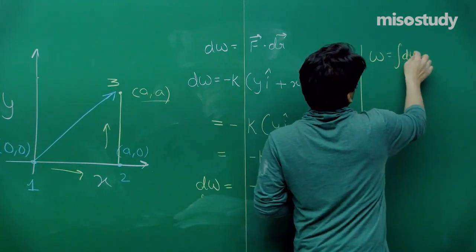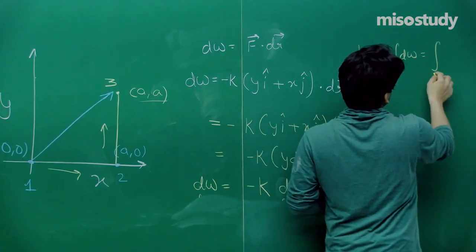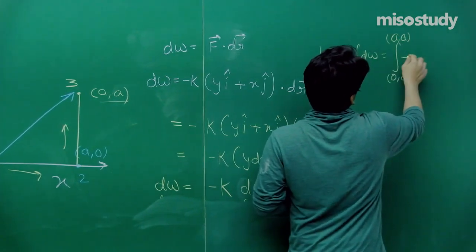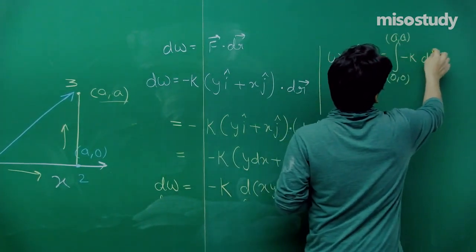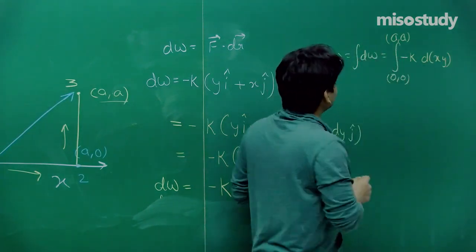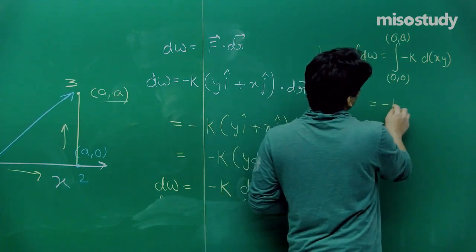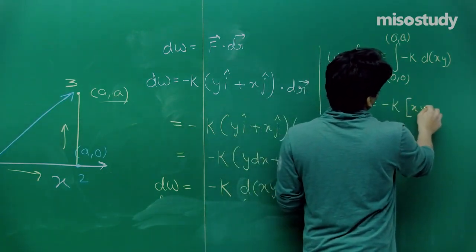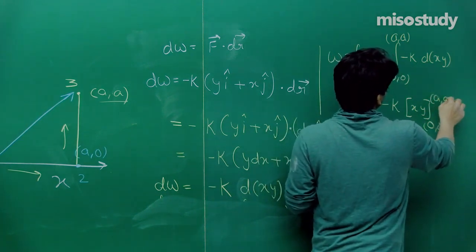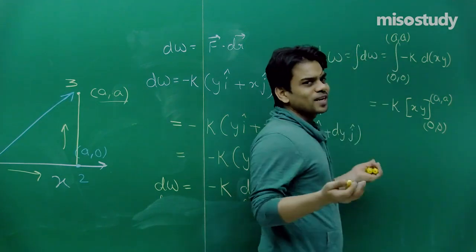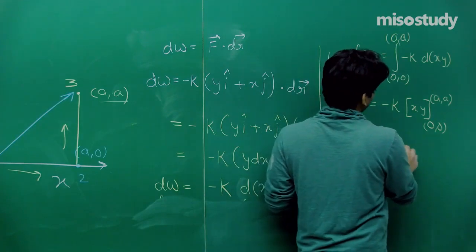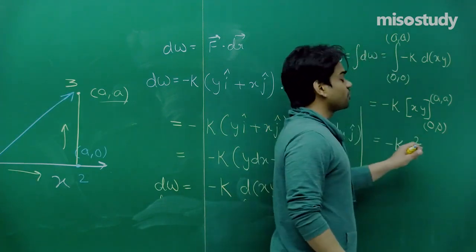Work done is equal to the integration of dW, which is equal to the integration from 0, 0 to a, a of minus k d(xy). So you will obtain this as xy, so this will turn out to be minus k xy. The two limits together we need to put for x and y, and both are the same, 0 and a. So the final result that you will obtain will be equal to minus k a square. This is the final work done.